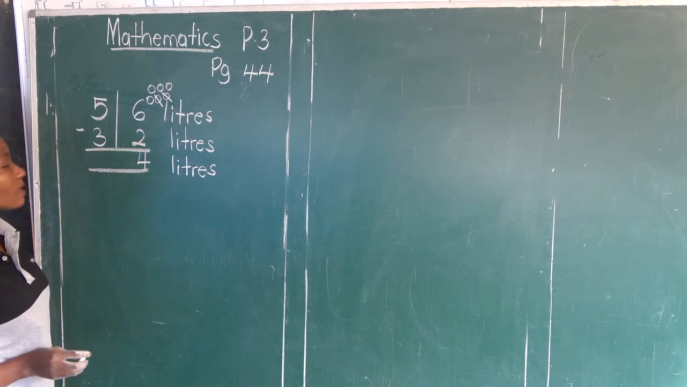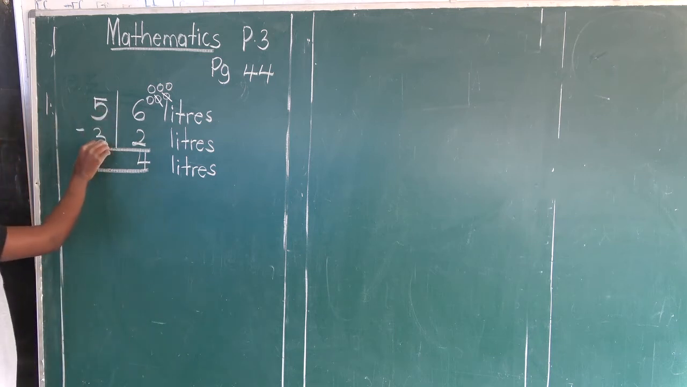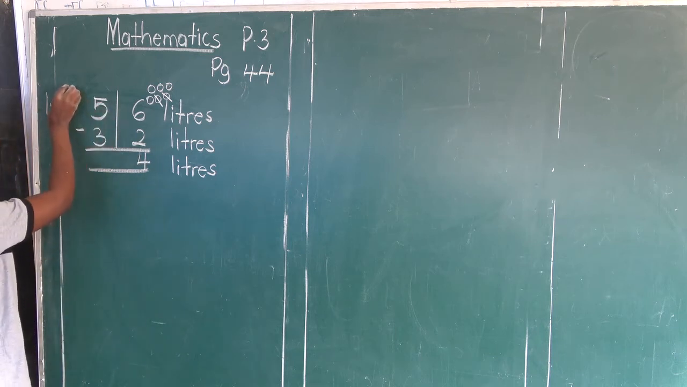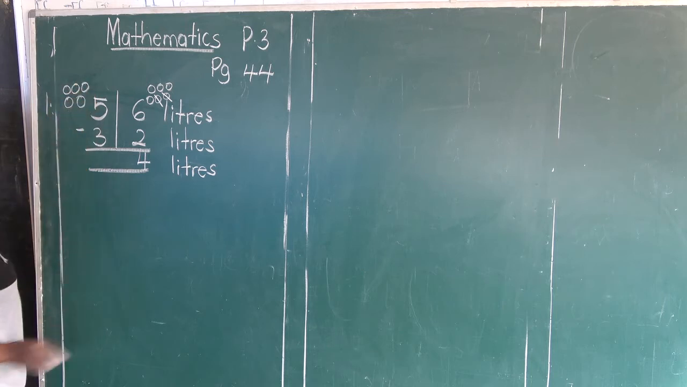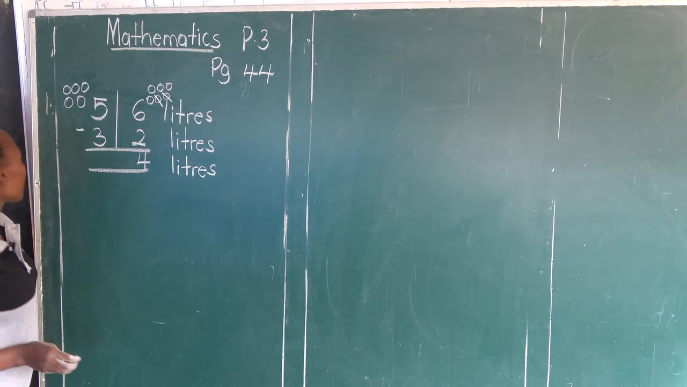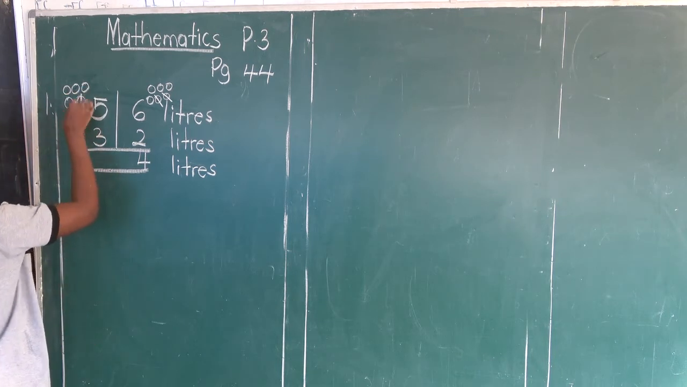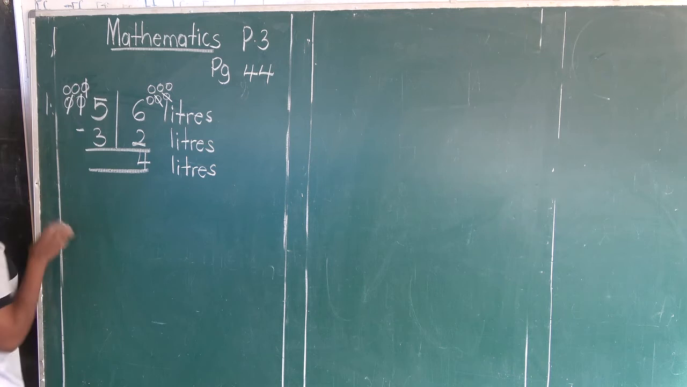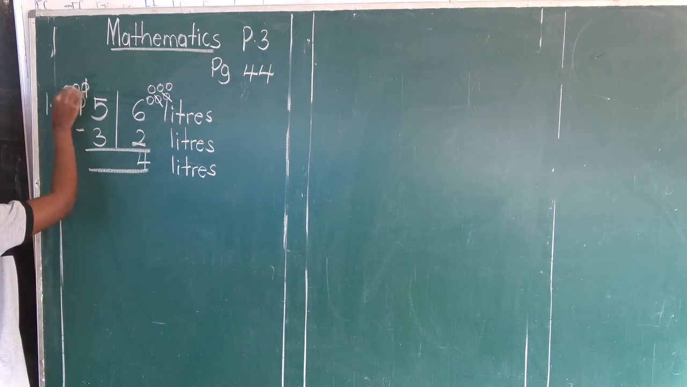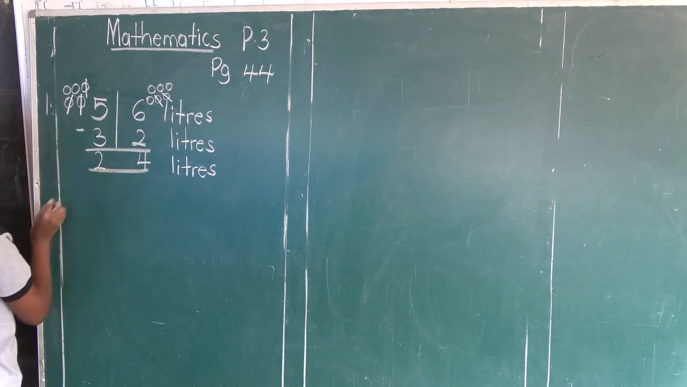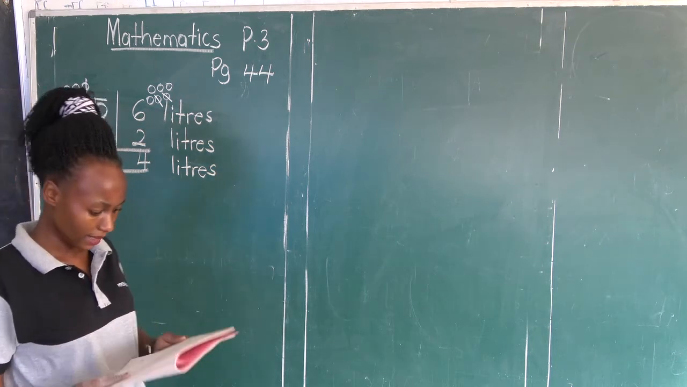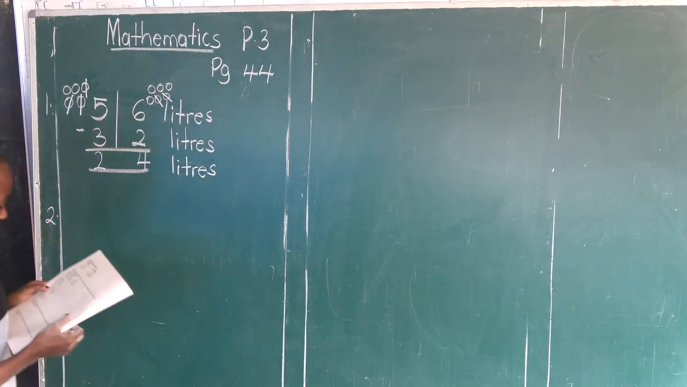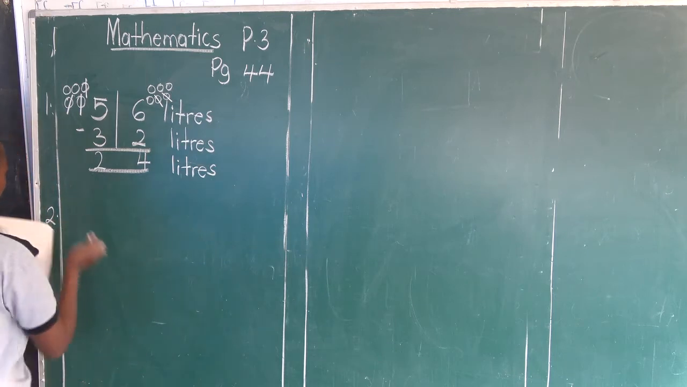We come to tens. We have 5, take away 3. Draw the 5. 1, 2, 3, 4, 5. Cross out 3. 1, 2, 3. Count the remainder. 1, 2. Put there your number 2. Then we come to number 2.